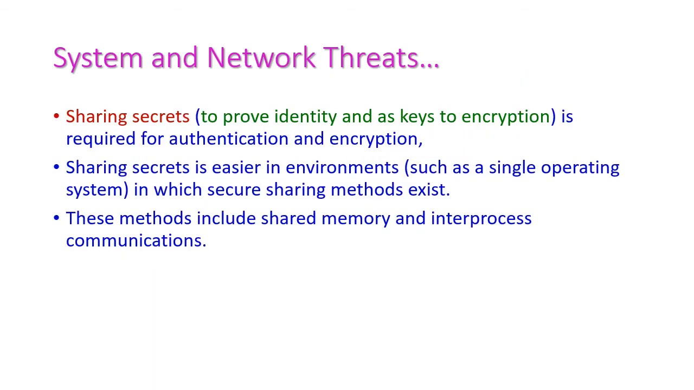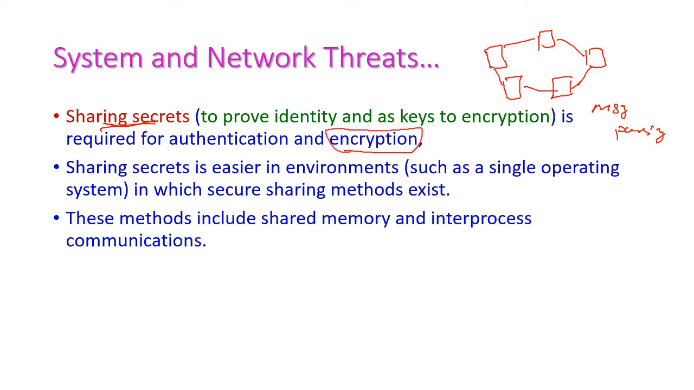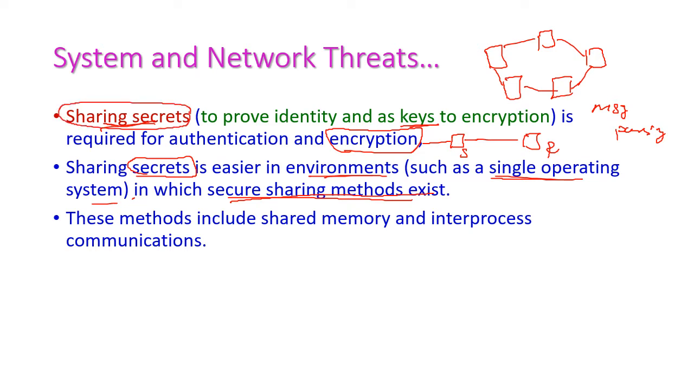In a network, when more systems are connected, these systems communicate with each other through message passing, and through messages they can share secrets. The message is first encrypted using a secret key, then the encrypted message is transmitted from one place to another, that is, from sender to receiver, right? Sharing secrets is easier if the entire system uses only a single operating system. We can easily implement a secure sharing method so that we can keep the secret safe, and these methods include shared memory and inter-process communication.